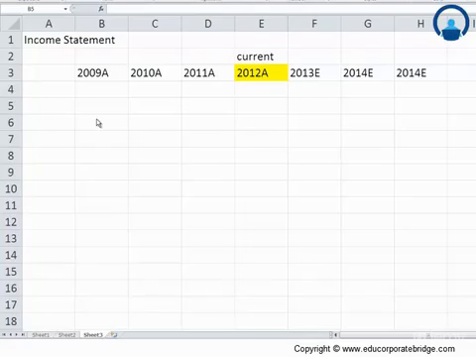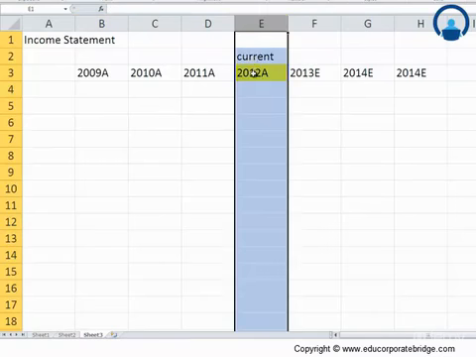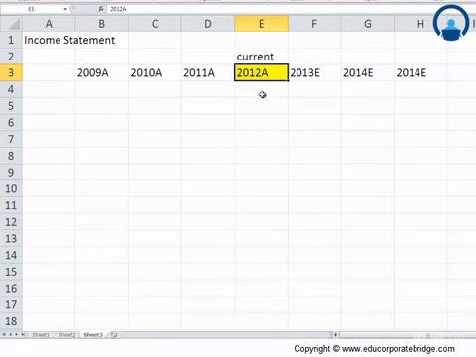Now just a few passing remarks with respect to the discontinued operations and changes in accounting principles. Here we will assume that the income statement that we were working on was for the 2012 actuals, and this company has been operational for the past 4 years, including 2009, 10, 11 and 12.